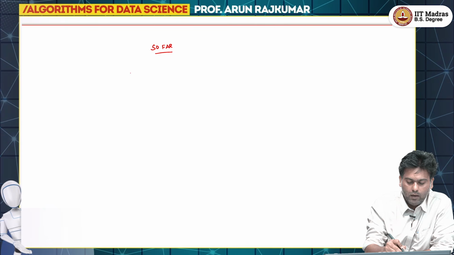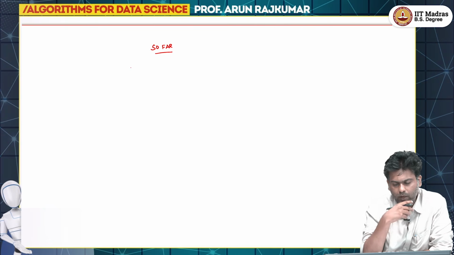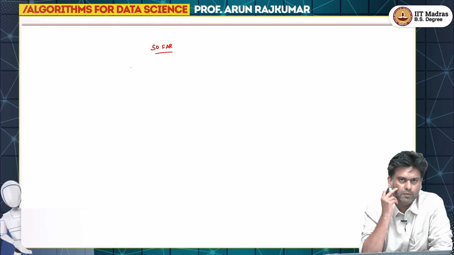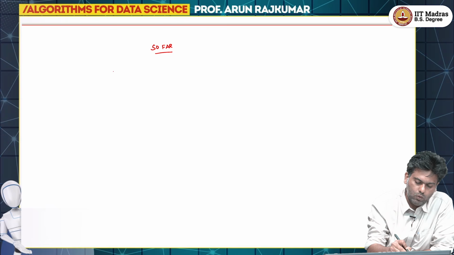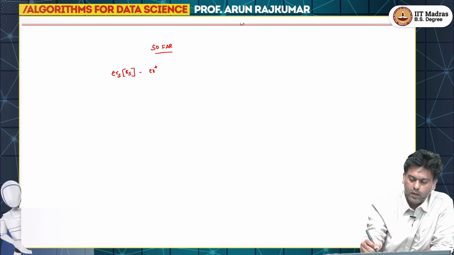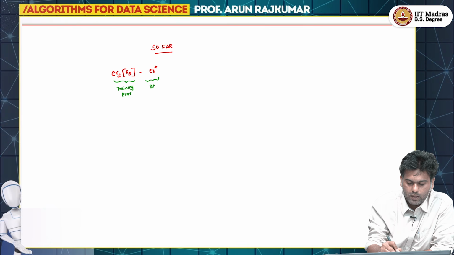We have a data set, and from that data set we get a classifier, and the goal was to study the following quantity, which is R_S of h_S minus R star, where just to recall, R_S of h_S is the training error and R star is the Bayes error.